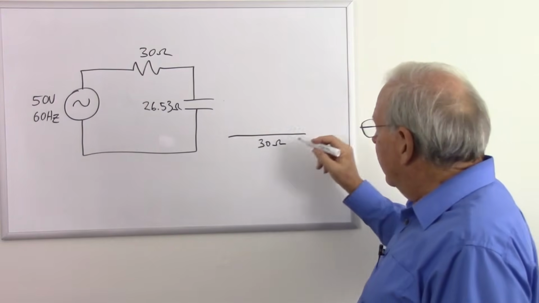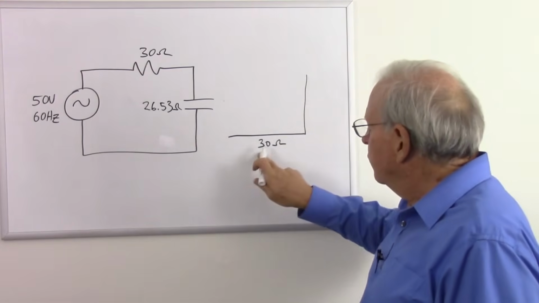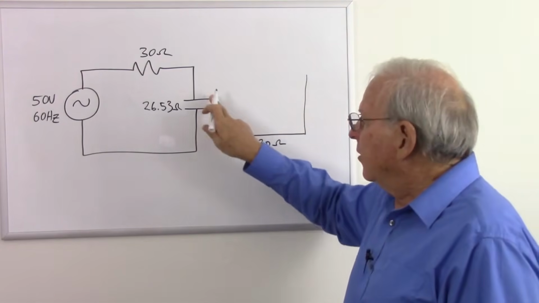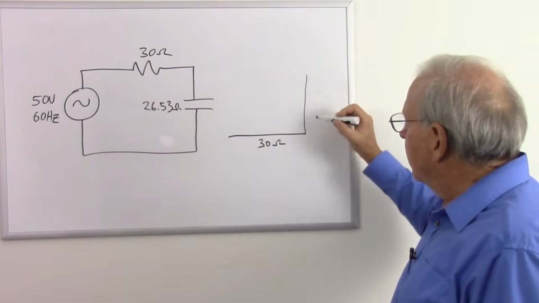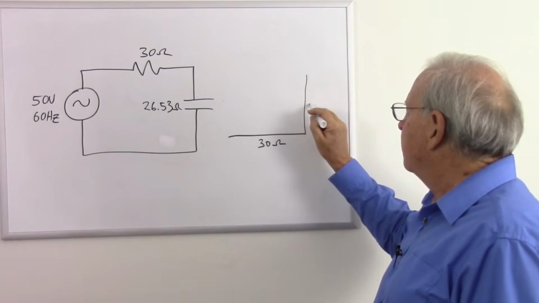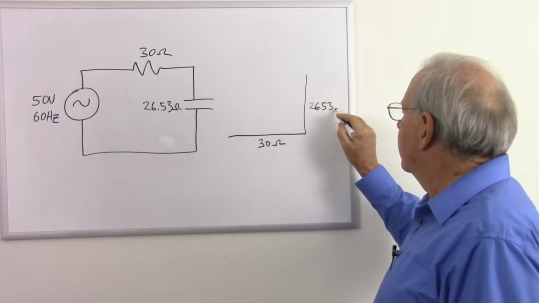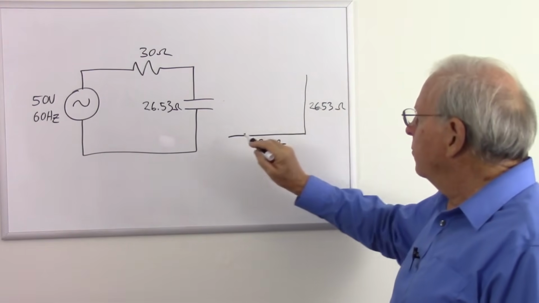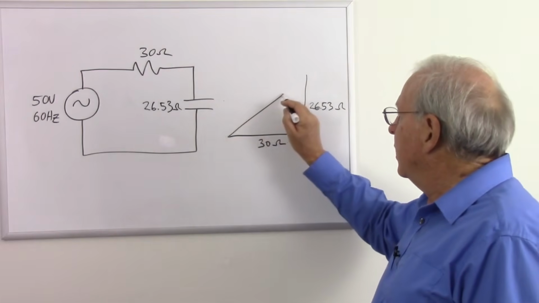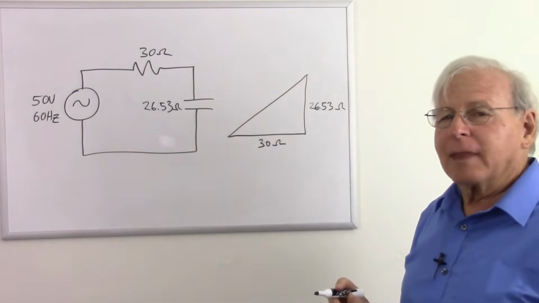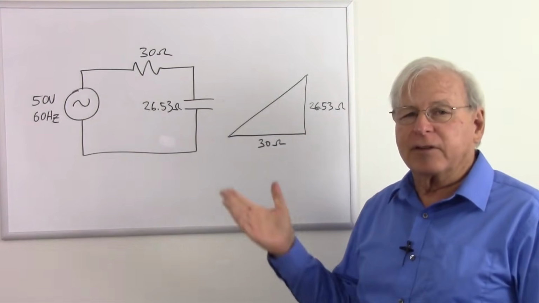Now, to represent the capacitor, I need to make a line that's at a right angle to my resistance. Remember, the voltage and the current are 90 degrees out of phase, so that means I need to draw a 90-degree angle here, and that's going to be 26.53 units. 26.53 ohms, and my impedance is going to be the distance between these 2 points. And there's a really easy way to figure that out. It's called the Pythagorean theorem, a little bit of simple geometry.